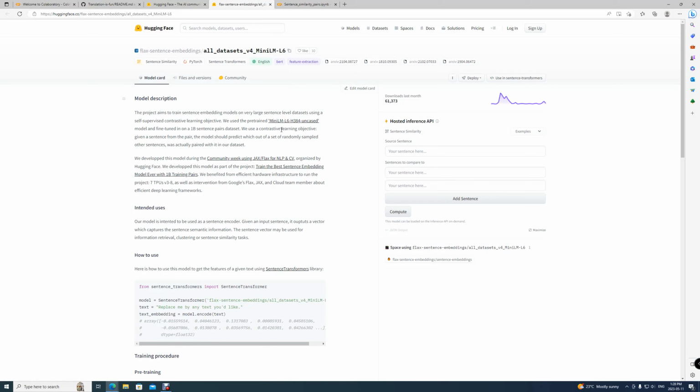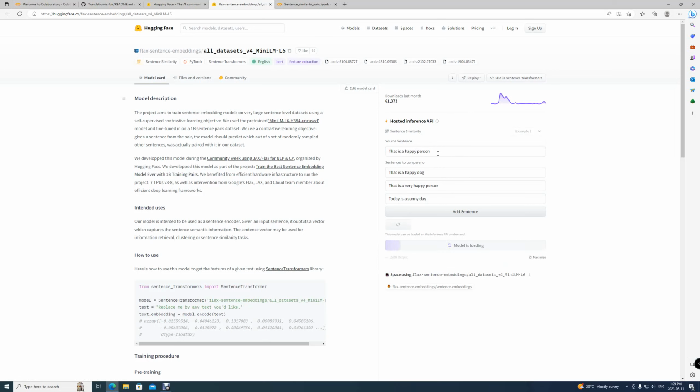The real name for the model is miniLM-L6-H384-uncased. They have a hosted interface API here for us to run an example. One of the examples provided by them is that our initial sentence is "this is a happy person." We are comparing it to other sentences such as "that is a happy dog," "that is a very happy person," "today is a sunny day."